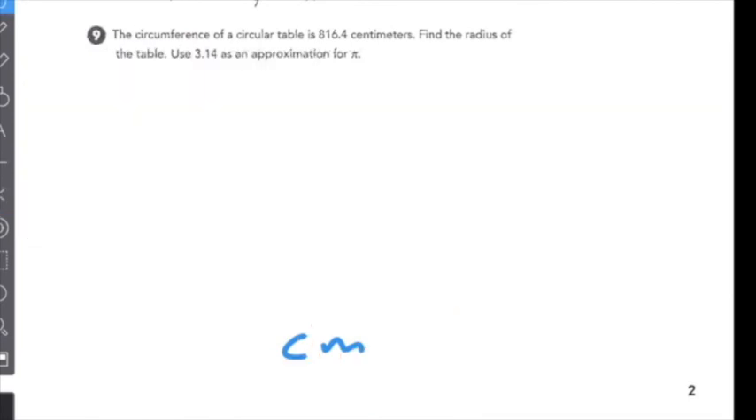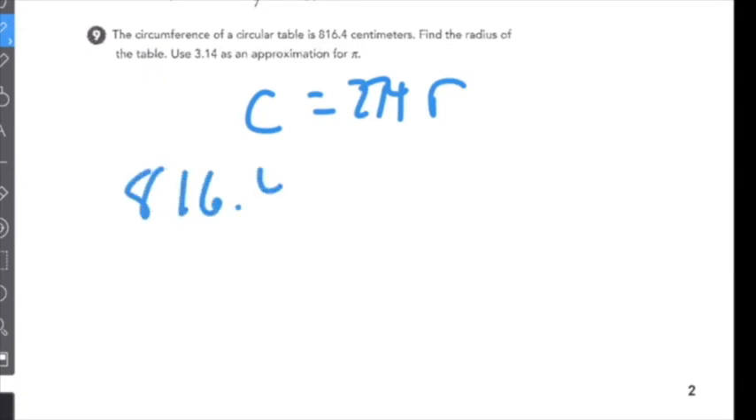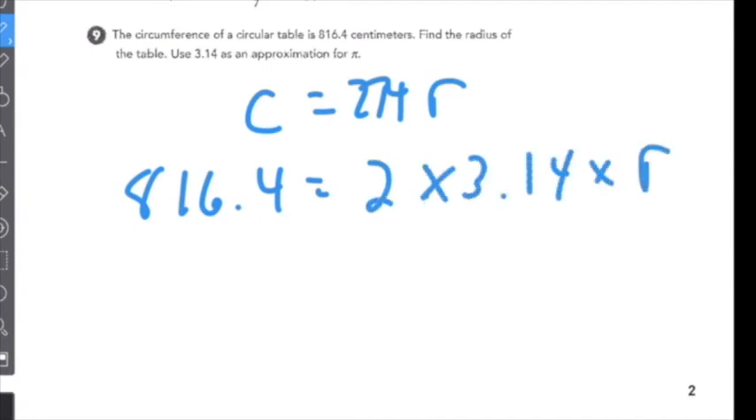Okay, number 9 says the circumference of a circular table is 816.4. Find the radius. So the formula is circumference equals 2 pi r. Sorry, it's a little sloppy. So we take 816.4, which is our circumference, equals 2 times pi, which is 3.14, times r, which is the radius. So we're going to solve for the radius.